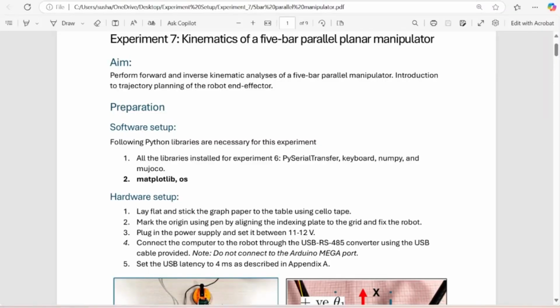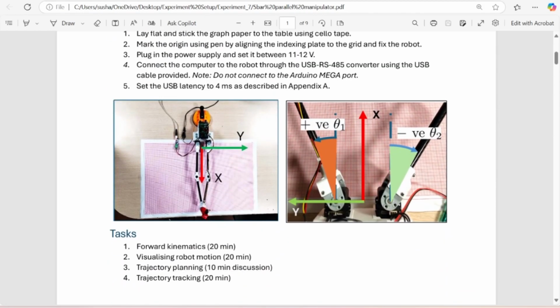Okay, so this is the first experiment today, which is the kinematics of a 5 bar parallel manipulator system. In the last class we looked at a manipulator which consisted of 2 degrees of freedom, which was a serial manipulator. This one is a 5 bar, and as usual, we'll first fix the manipulator, which I will explain as shown in the figure here.